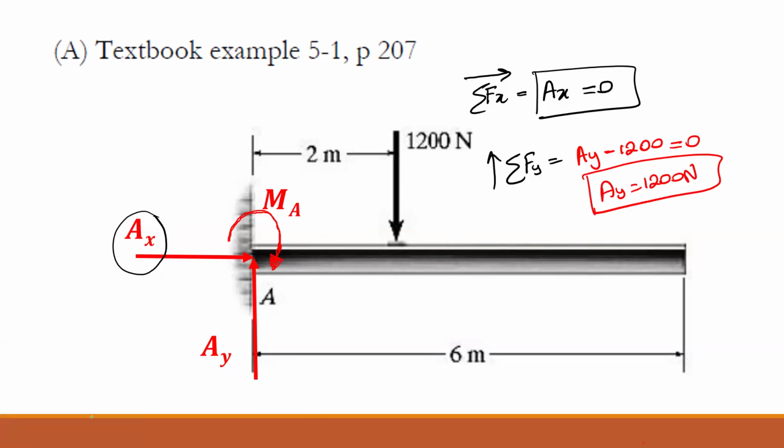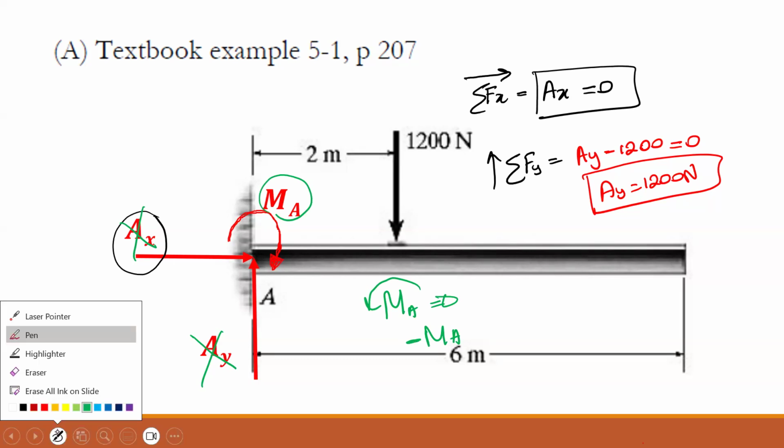Last one, we can consider the moment about any point, and it is easy if you apply the moment about A because that will cancel out these two. These two won't come into our equation. So if we take the moment about A, MA is, I have put it in the clockwise direction, so this is a negative moment. MA is negative because I have put it in the clockwise direction. Otherwise, if you want to consider clockwise positive, you can, but you need to mention it.